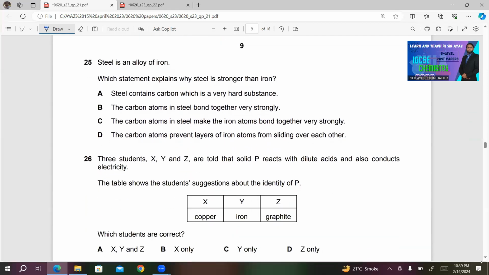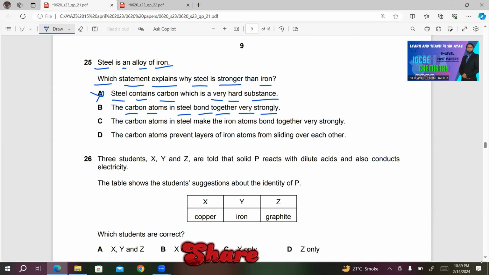Number 25. Steel is an alloy of iron. Which statement explains why steel is stronger than iron? A. Steel contains carbon, which is a very hard substance. This is wrong because carbon is soft. B. The carbon atoms in steel bond together very strongly. Now the carbon atoms are not bonded very strongly in steel, they are mixed to form an alloy, steel. So B is also incorrect.